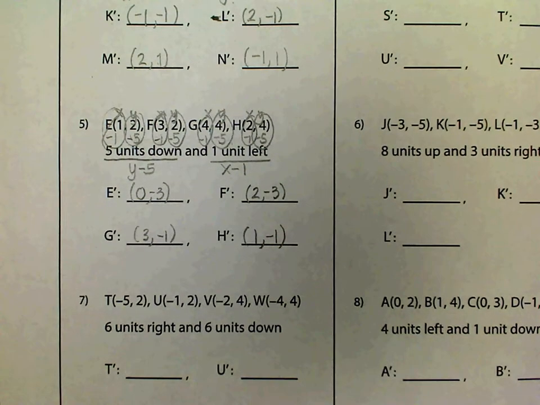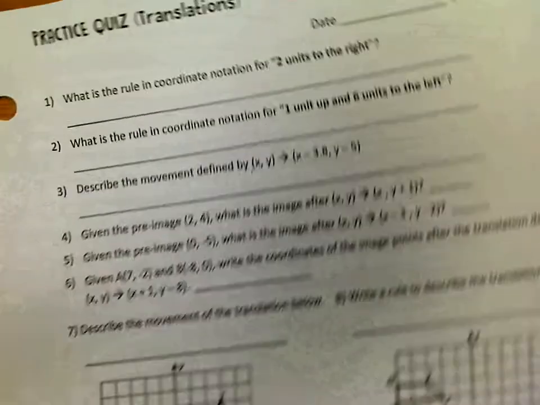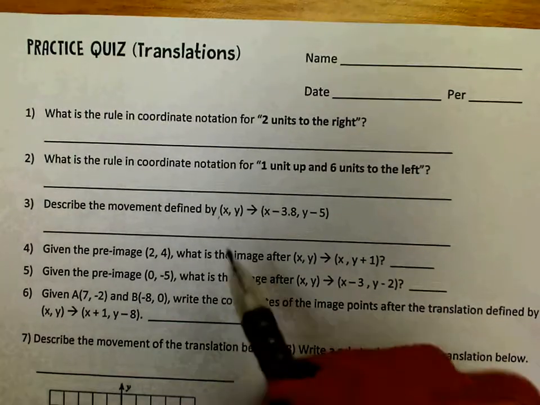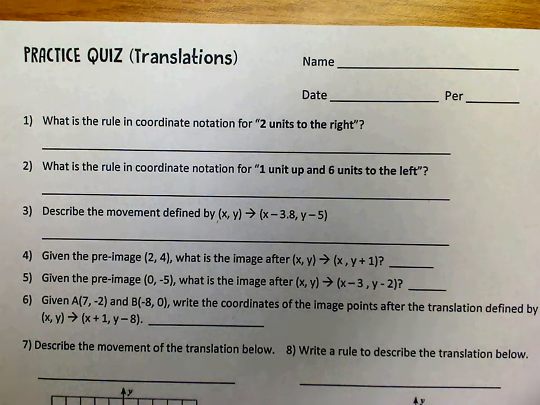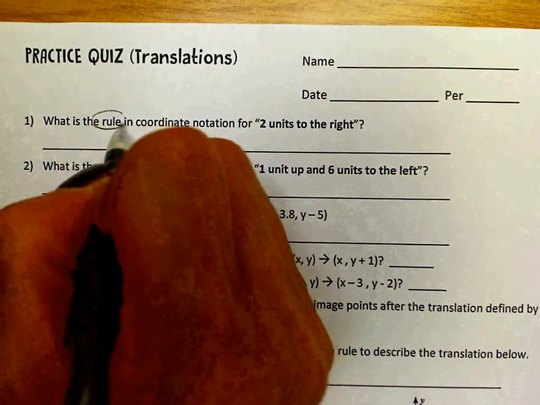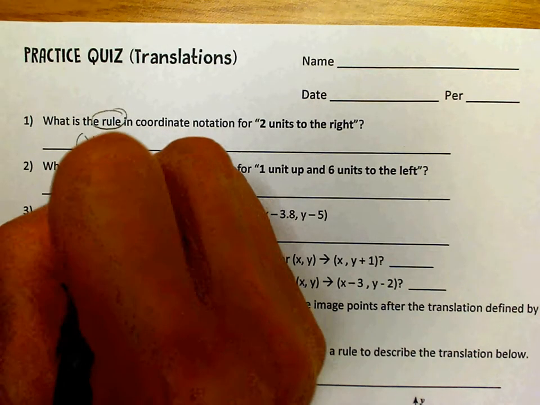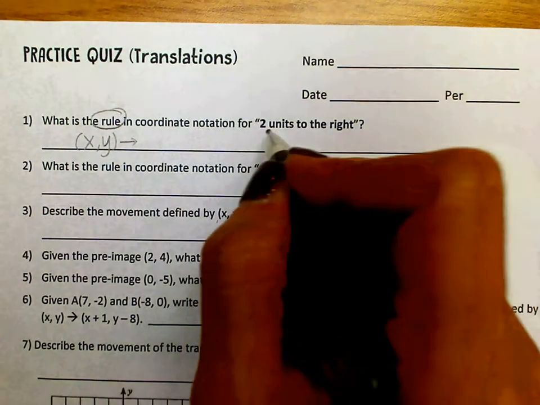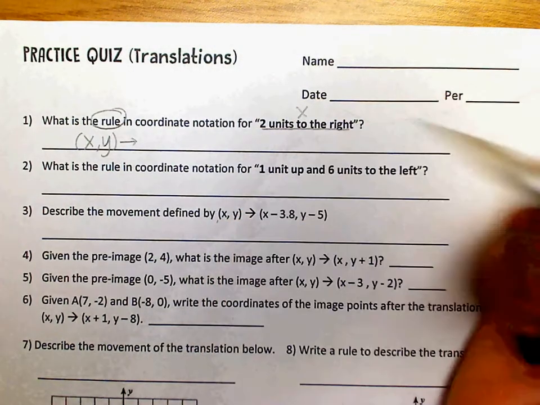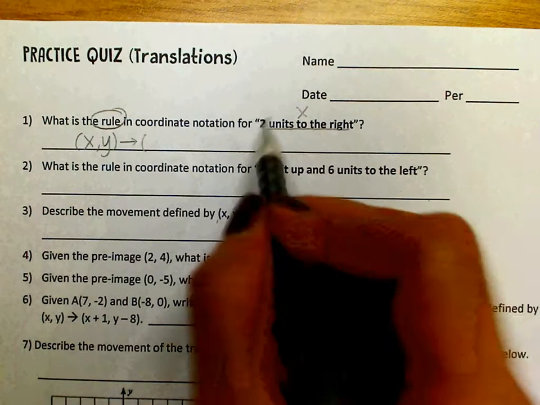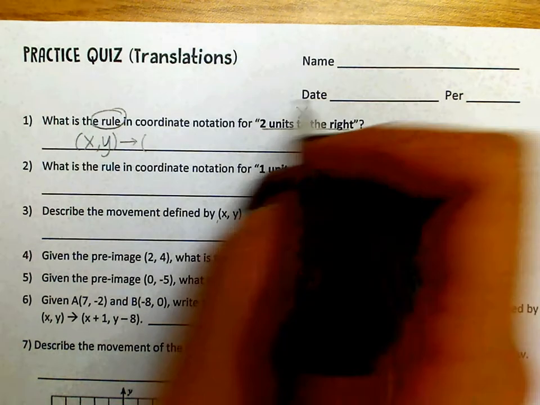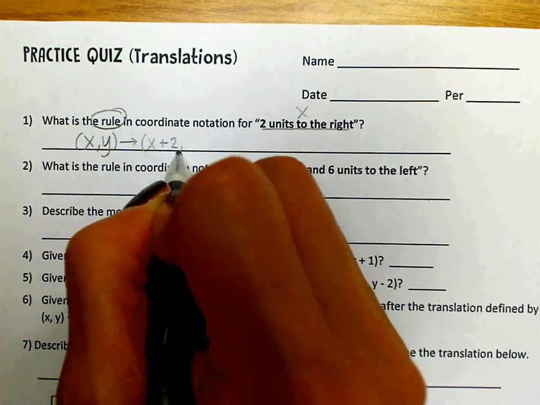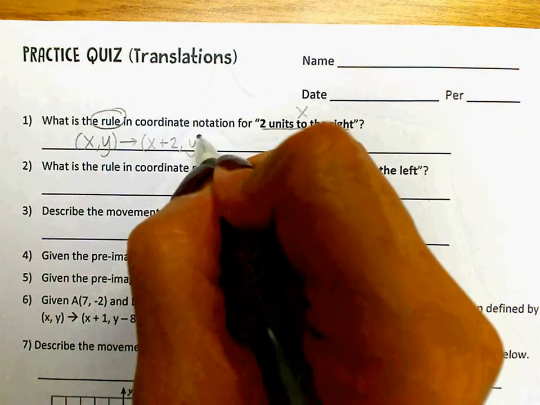Alright, now let's go on to the next part of the homework. Okay, so your quiz tomorrow is going to look exactly like this, except the numbers will be changed. Okay, so what is the rule in coordinate notation? So rule means you should start off like this. Okay, 2 units to the right. Now what kind of movement is that? That's x movement, right? So the x is going to change, and it looks like there's no vertical, like y movement. And it's to the right, so that's going to be x plus 2, and nothing happening vertically, so I write y, and then I close the parentheses.